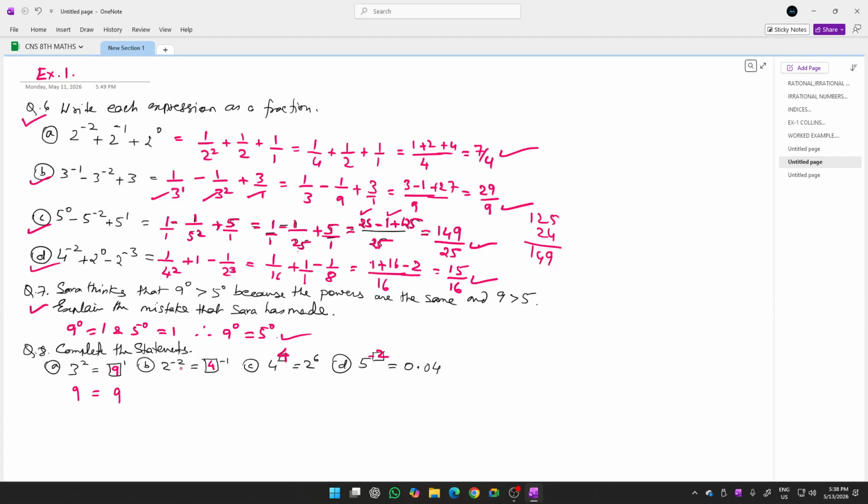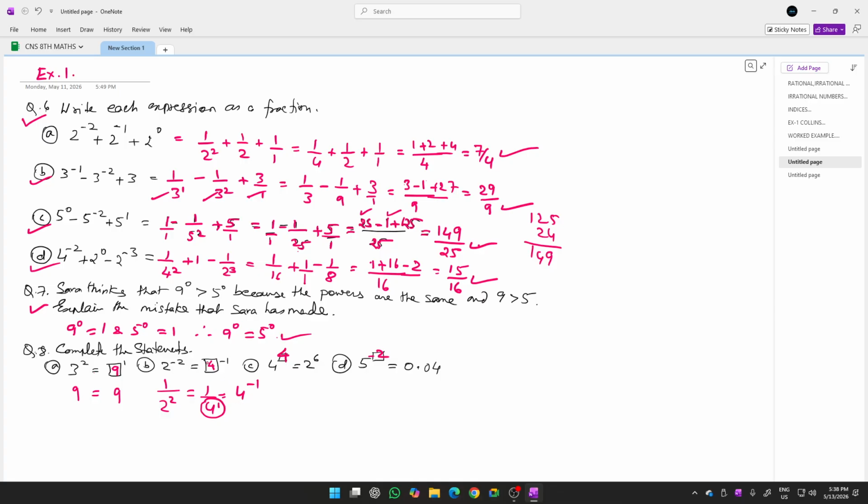B. 2 raised to minus 2 equal to something raised to minus 1. Now 2 raised to minus 2 can be written as 1 upon 2 square, which can be written as 1 upon 4, isn't it? Which can be written as 4 raised to minus 1. See, there's a 1 over here. So when this thing comes in the numerator, the sign of the index will change. From plus 1, it will become minus 1.